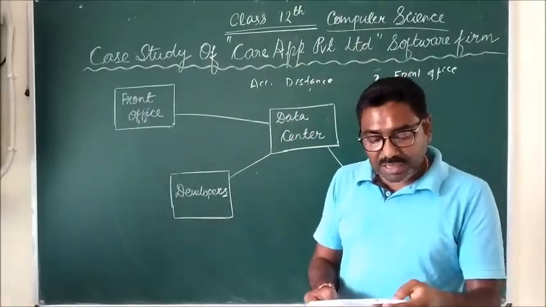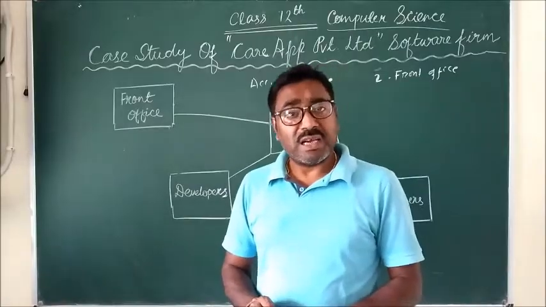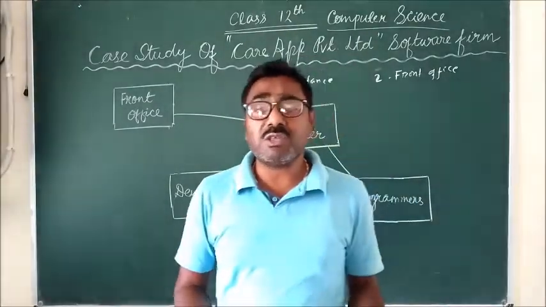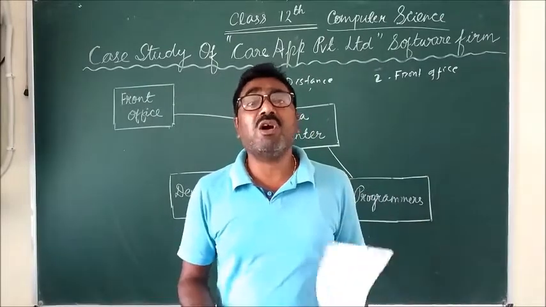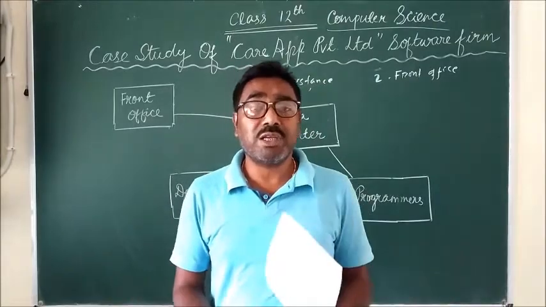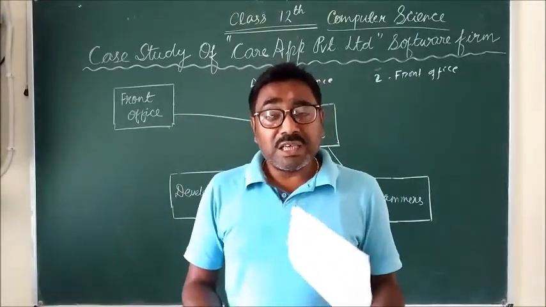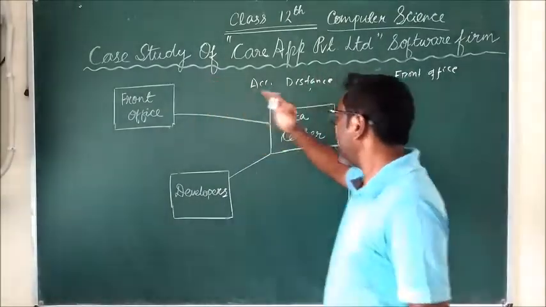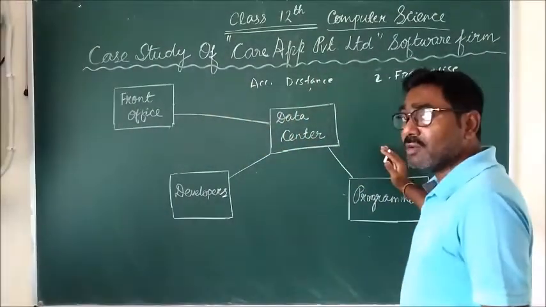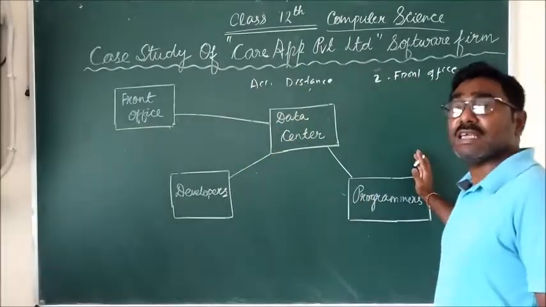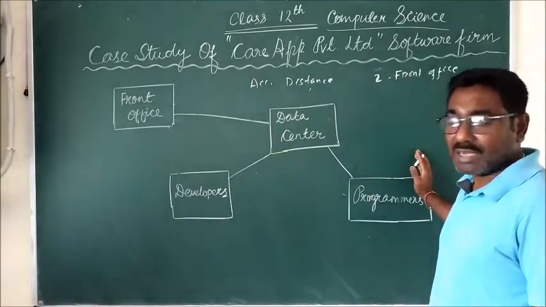Whereas the second one is a switch. As I told you, the switch is a central device that is used to connect many computers. So each and every block needs a switch for connecting the computers within that particular block. But repeaters should be installed between the front office and the programmer's block, because the distance between the front office and the programmer block is 110 meters.